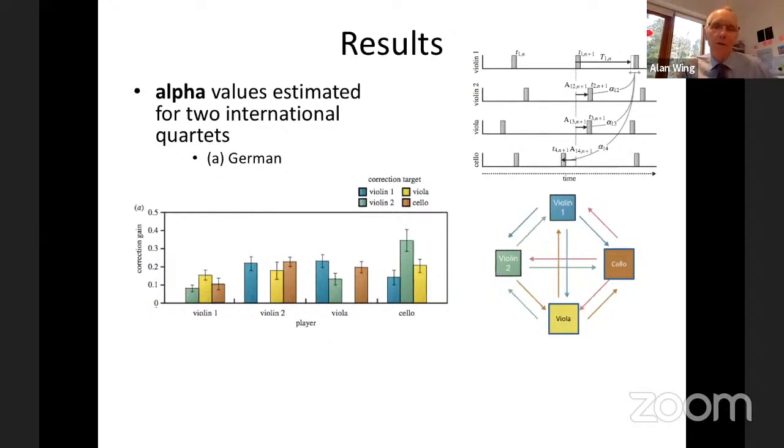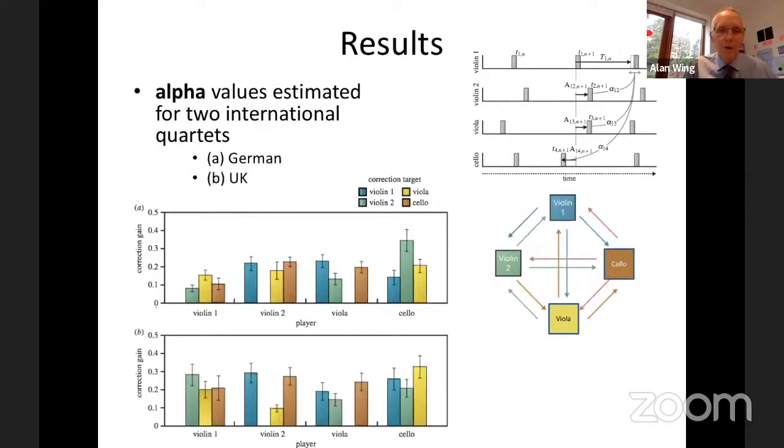And this perhaps reflects the idea that the first violin is the leader, the first violin has the melody. Here we have the UK quartet, and we see a slightly different pattern. If we look at the first violin, overall the level is still below the absolute optimum, but a bit closer to the optimum of 0.25, let's say.